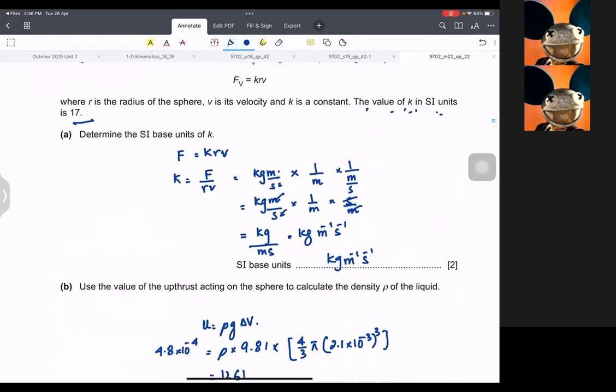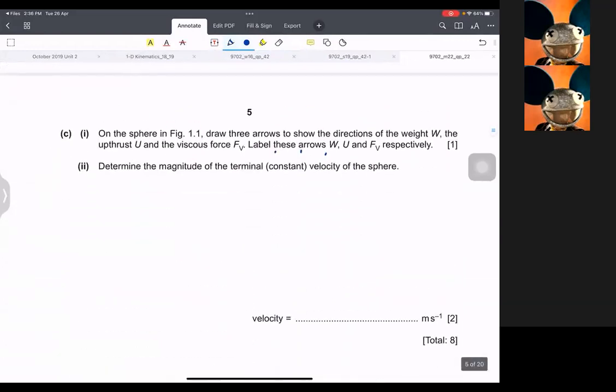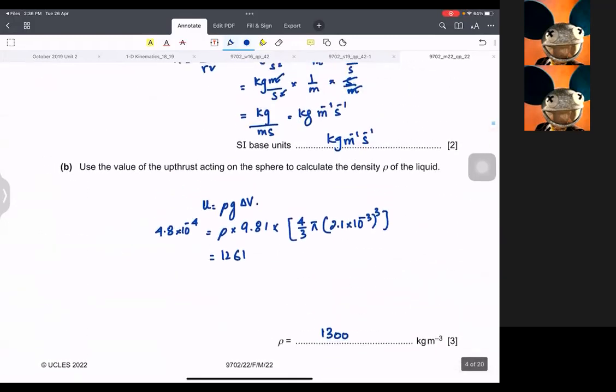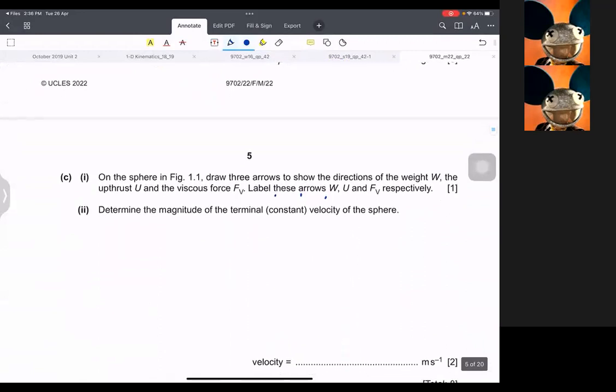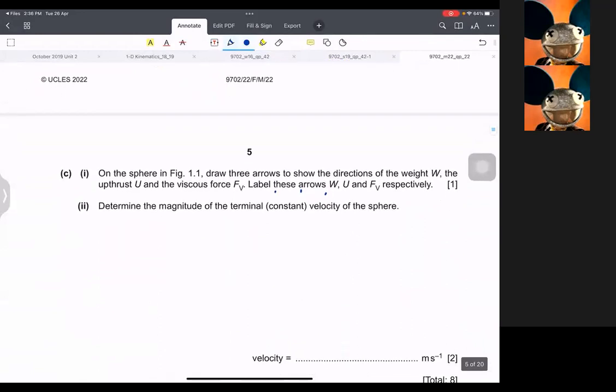F_D. Next, it says determine the magnitude of terminal velocity of the sphere. Determine the magnitude of terminal constant velocity. Now that's not a big issue. So what you do, you know that weight is equal to upthrust plus F. So we can find F_D from this.